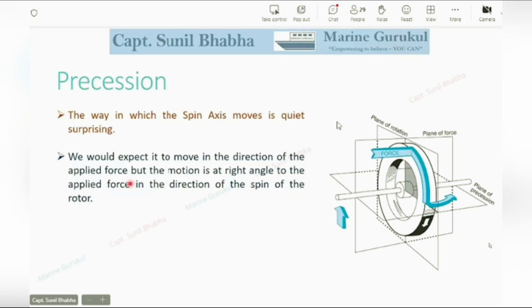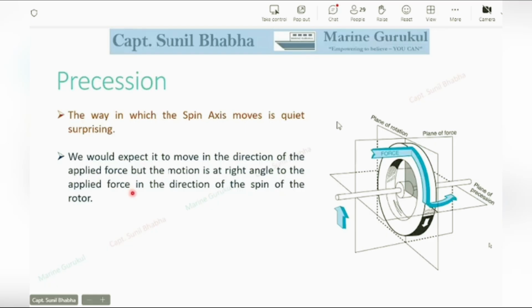Let us say if you have a chair placed in your room and you push it in a certain direction, the chair is going to move in that direction in which you are pushing it. So we would expect the spin axis to move in the direction of the applied force. But the motion is not in that direction. The motion is at right angles to the applied force.